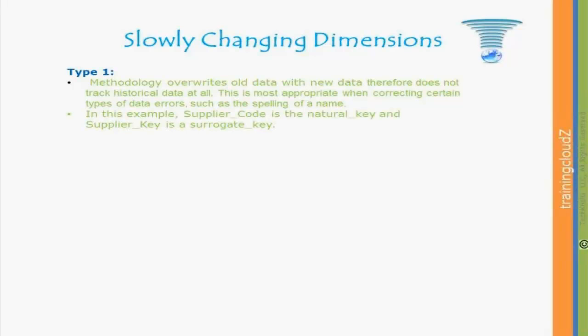Whereas in this example, supplier code is a natural key and supplier key is a surrogate key. You'll see the data now.